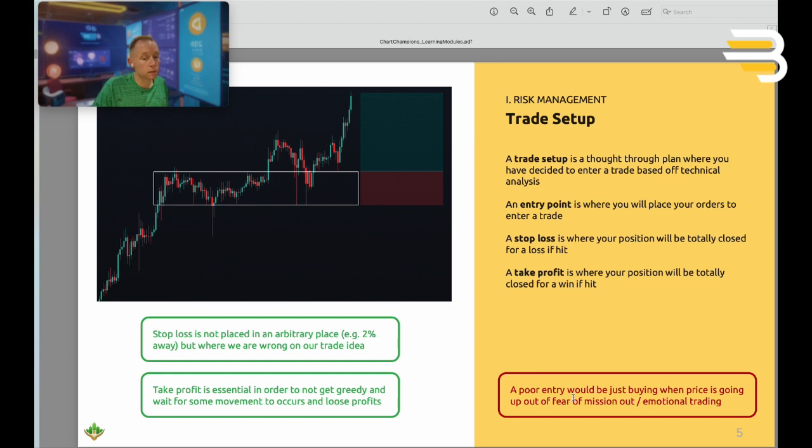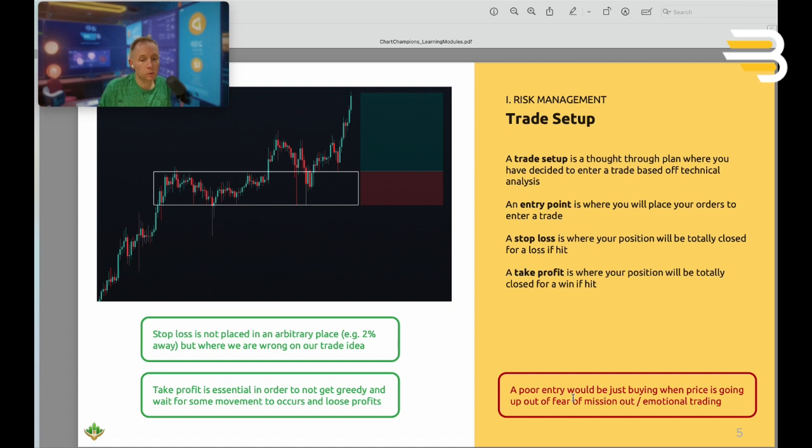Here highlighted, it says a poor entry would be just buying when price is going up out of fear of missing out, emotional trading. And unfortunately, a large majority of retail traders in general are doing something like that. Maybe not emotional trading, but definitely fear of missing out. The old FOMO.